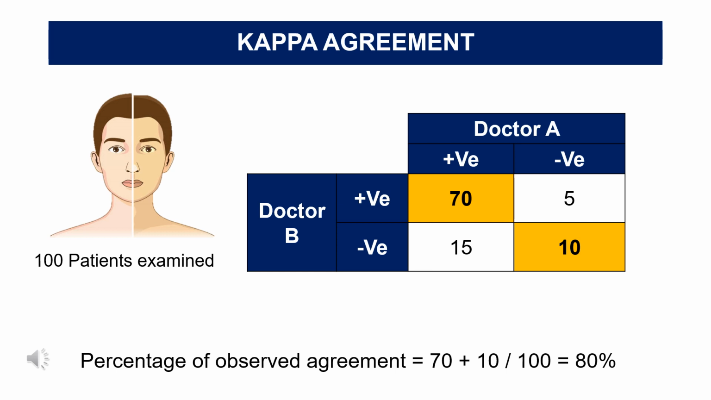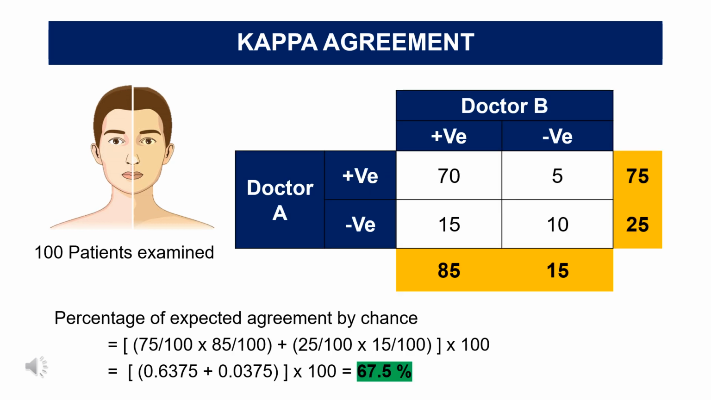For example, imagine two doctors are examining jaundice clinically in 100 patients. Dr. A and Dr. B agree that 70 patients have clinical jaundice and 10 cases do not have clinical jaundice. They would have 80% agreement. However, if both of them randomly evaluate the patients, they would sometimes agree just by chance. The Kappa value takes this chance into account.